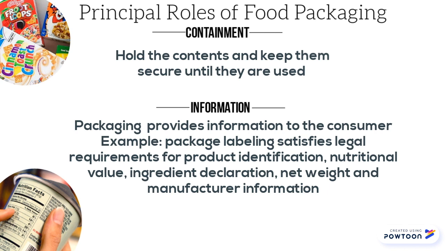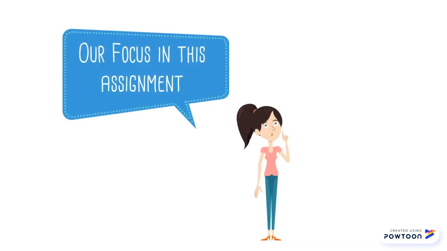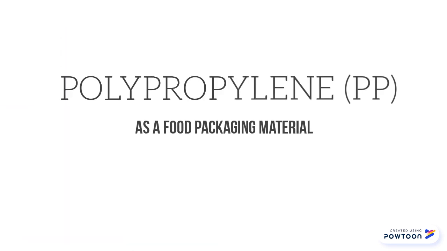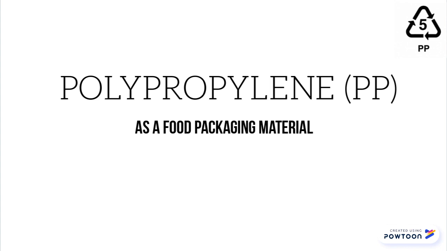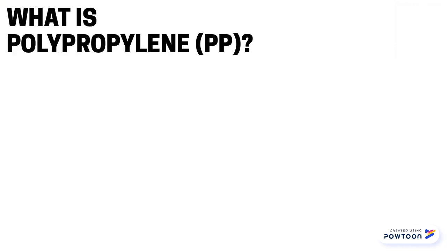For example, package labeling satisfies legal requirements for product identification, nutritional value, ingredient declaration, net weight, and manufacturer information. Our focus in this assignment is polypropylene (PP) as a food packaging material. So, what is polypropylene (PP)?